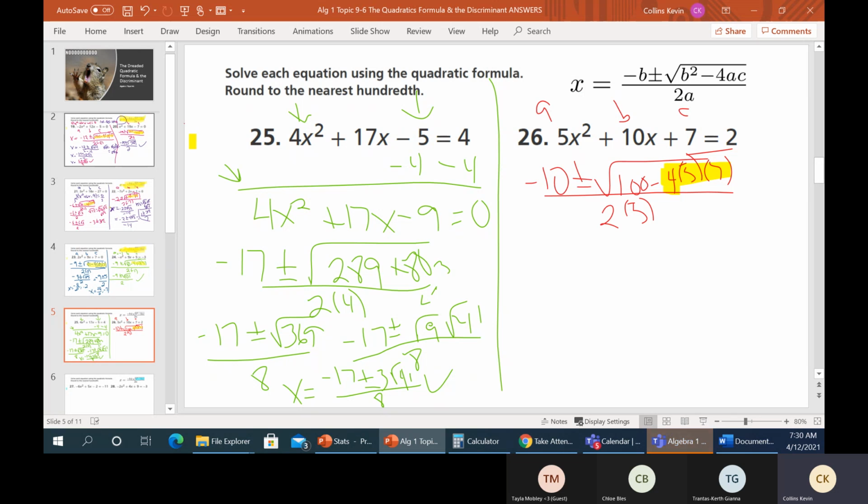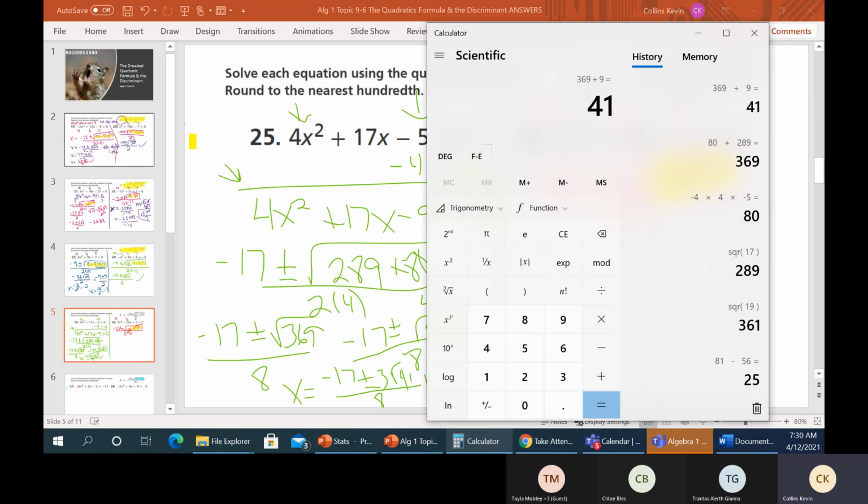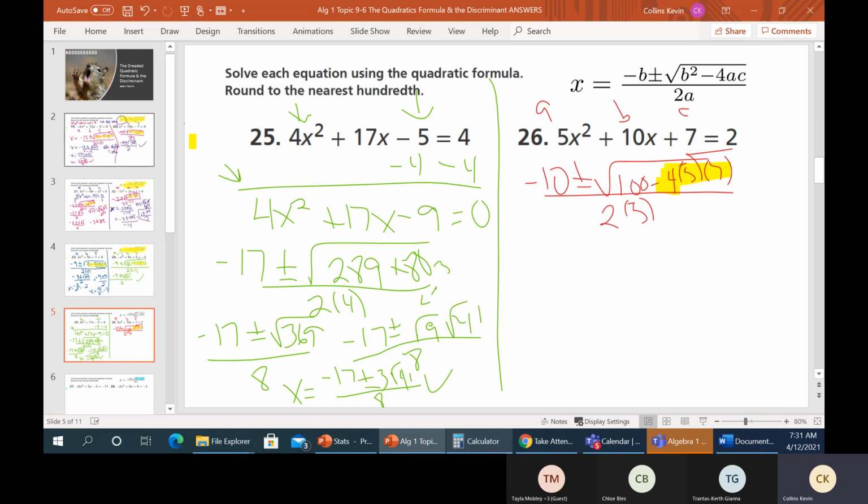All right, so again, let's multiply these 3 together. So I've got negative 4 times 5. That's minus 20, right? And then minus 20 times 7 is minus 140. So we're going to have 100 minus 140. So we got a negative under the square root. That's different. I don't think we've had that before, but that's okay. We can live with that, and we'll show you how here in a second.